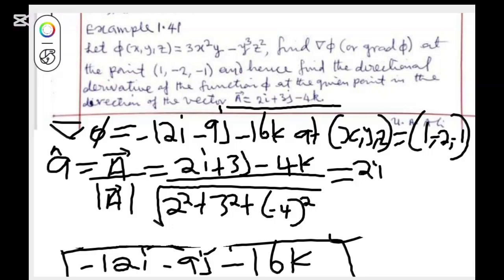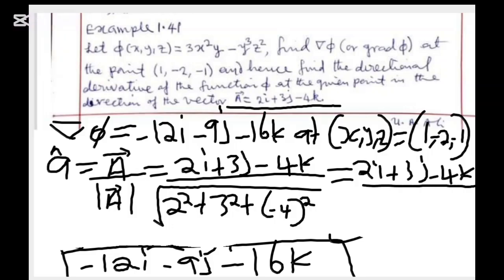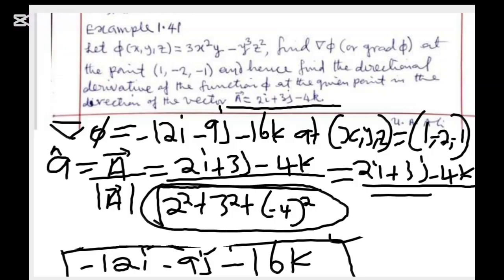And this is the same thing as saying 2i plus 3j minus 4k divided by the sum of these numbers inside the square root, which is root of 29.